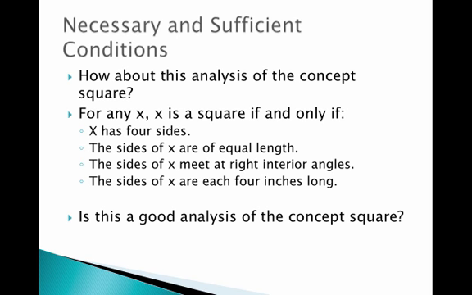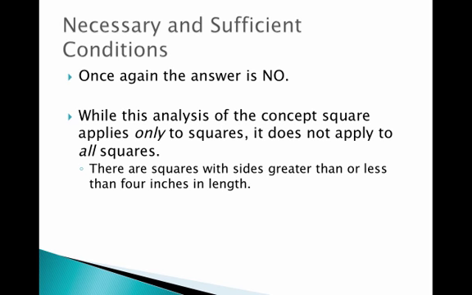All right, well, let's try a different analysis of a square then. Let's try this. For any x, x is a square if and only if x has 4 sides, the sides of x are of equal length, the sides of x meet at right interior angles, and the sides of x are each 4 inches long. Now, is this a good analysis of the concept square? Think about it. Does it apply to all squares? Does it apply to only squares? If you answer yes to both of those questions, then it would be a good analysis. But it is not. It does apply only to squares.